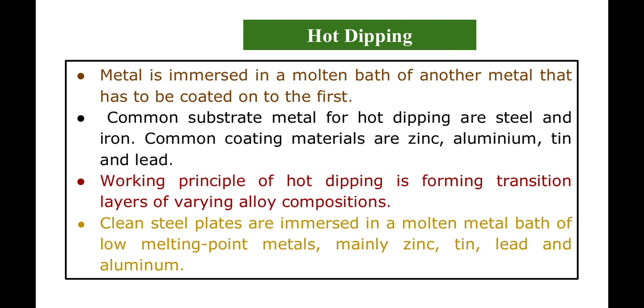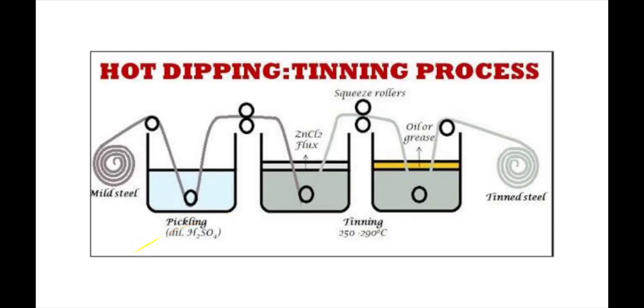Now let us discuss the next one, that is hot dipping. Hot dipping is a process in which a metal is immersed in a molten bath of another metal that has to be coated on the first metal. For this process, the melting point of the first metal, that is the substrate, should be higher than the melting point of the metal to be plated. The common substrate metals for hot dipping are steel and iron, and common coating materials are zinc, aluminum, tin and lead.